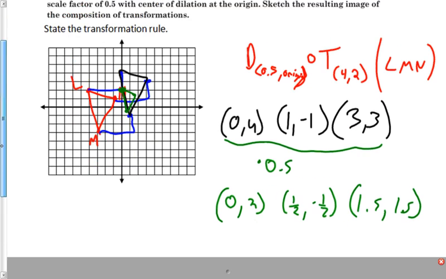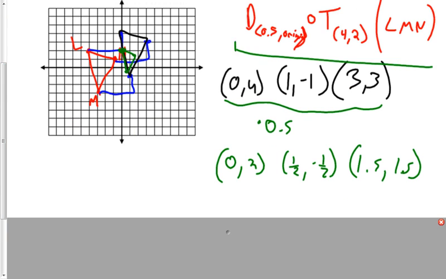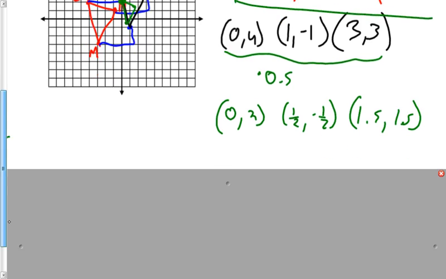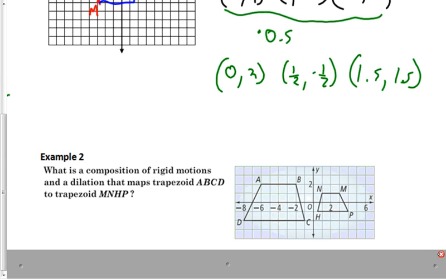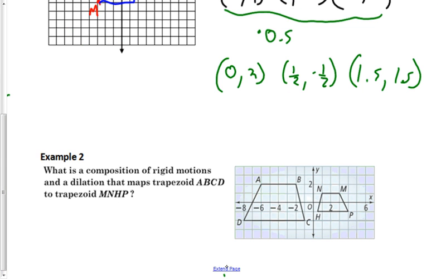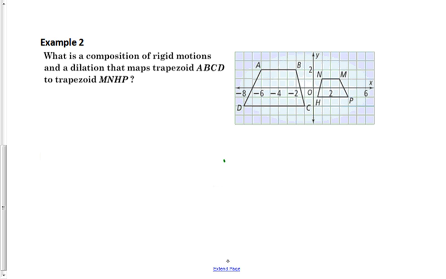Okay, and we have to know how to do that rule, how to state that rule. Those are the important parts here. And that's pretty much a recap of last time, but it's also what we're doing in this section. Now, example 2, it says we already have the two shapes, and we need to say what the composition of rigid motions and dilation is that maps trapezoid ABCD to MNHP.